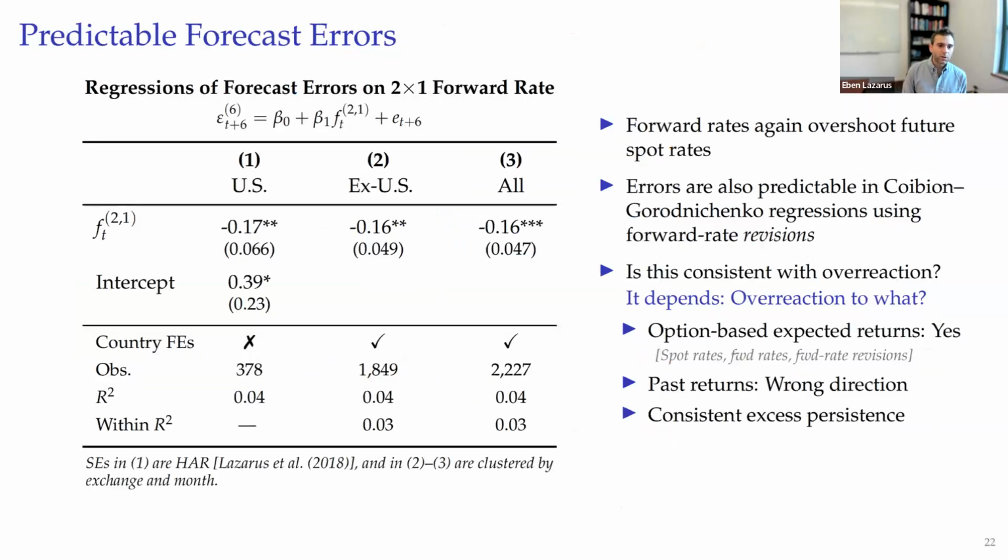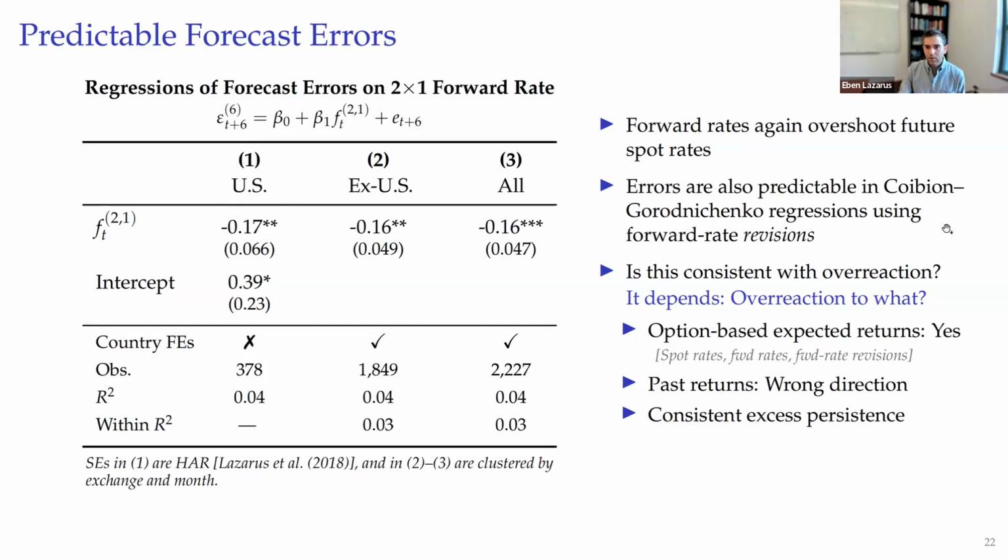Here's the regression table corresponding to the previous plot. And this is effectively just restating the Mincer-Zarnowitz regressions for spot on forward. So forward return expectations go up. That predictably ends up resulting in forecast errors that are negative. And that's significant and pretty consistent across countries. So forward rates are again here overshooting the predictable component of realized future spot return expectations.